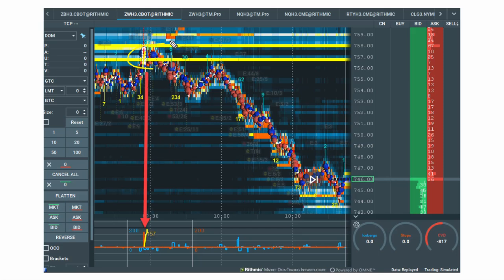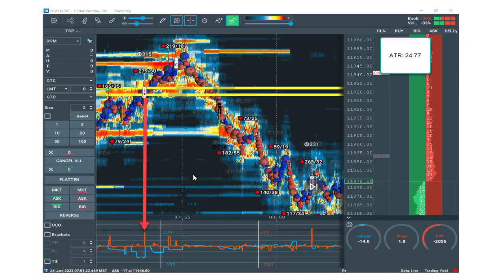No real buying behind it. Failed. Here's your retest. Great trade. So these are great examples of what this could do. So this is an example.